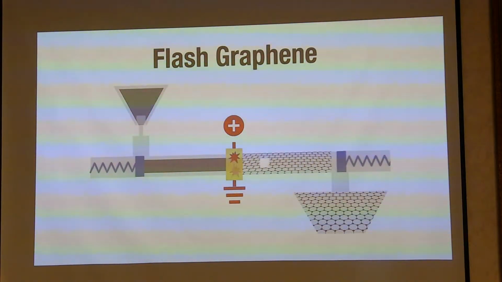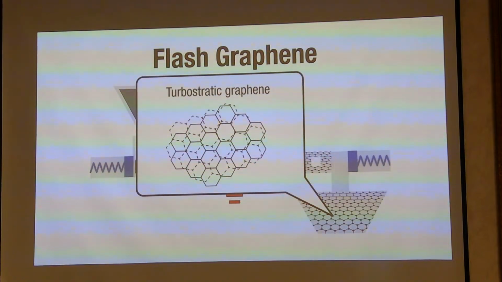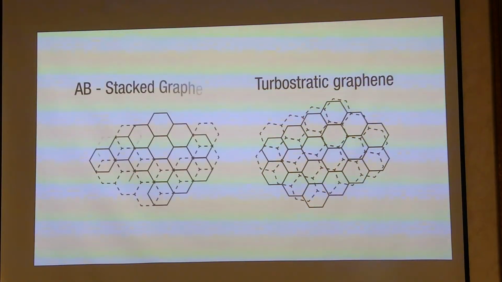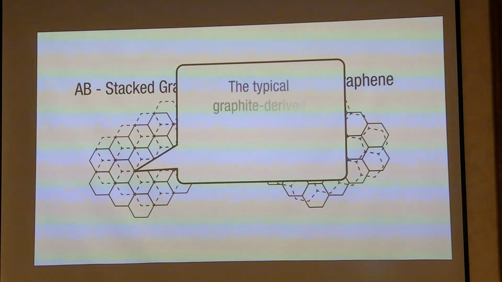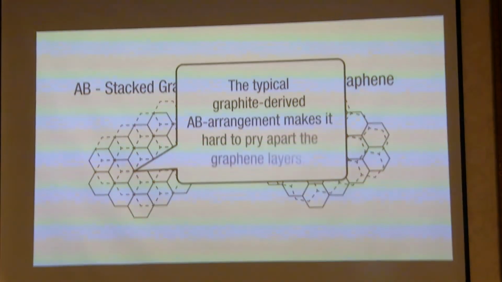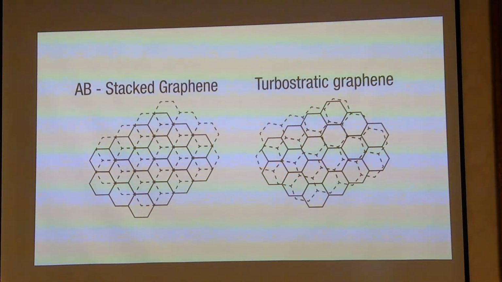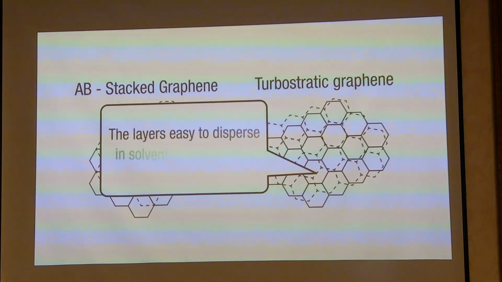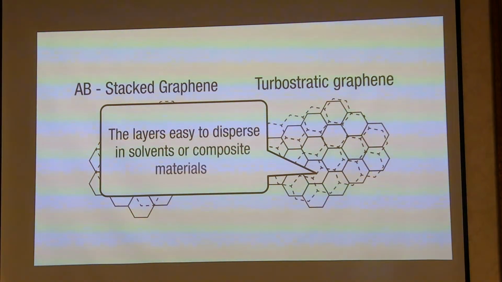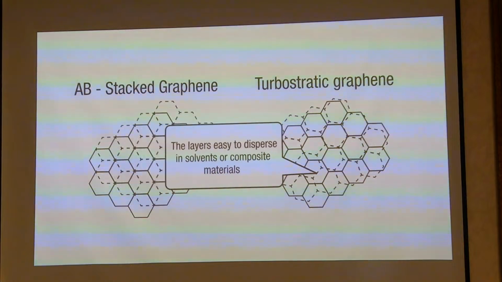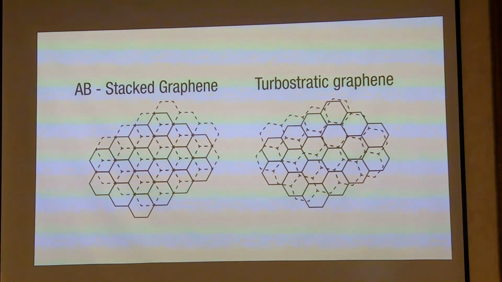The flash process is the first bulk process to produce what is called turbostratic graphene, as opposed to the more common AB stacked graphene that is made by graphite exfoliation. The typical graphite-derived AB arrangement makes it hard to pry apart the graphene layers. But in turbostratic graphene, there is no ordered alignment between the graphene layers, making the layers easy to disperse in solvents or composite materials, and thereby rendering the excellent graphene properties to the composite at ultra-low turbostratic graphene concentrations.